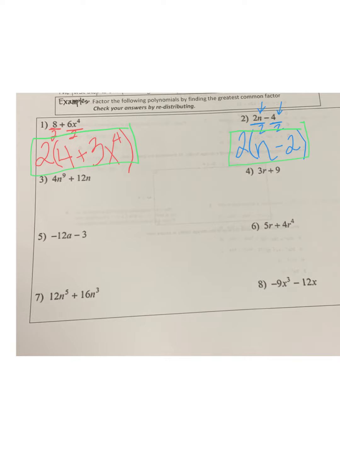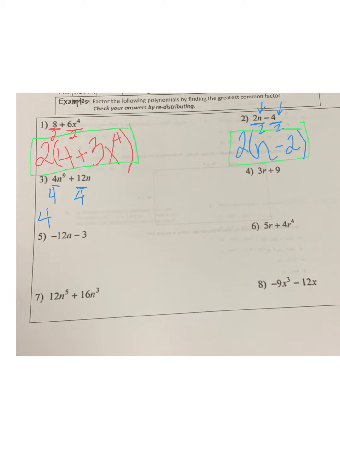I'll show you one more again. Let's see, look at number 3. Number 3, we have 4n to the power of 9 and we have 12n. What can we take out of both of those? Can we take out a 2? Yeah. Anything bigger we can take out? We can take out a 4.